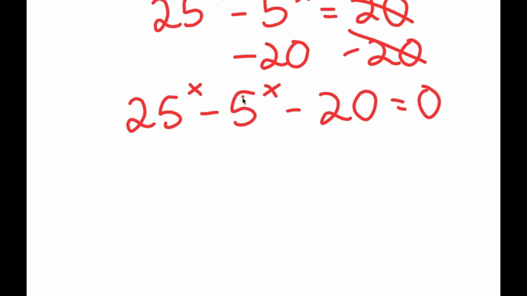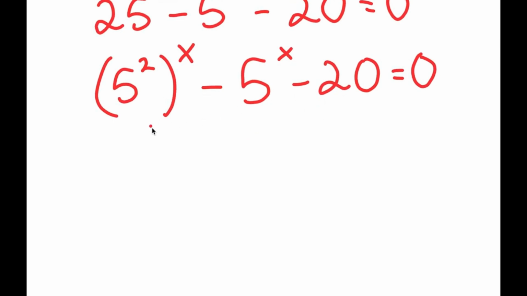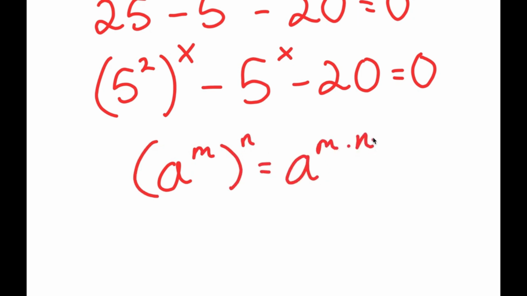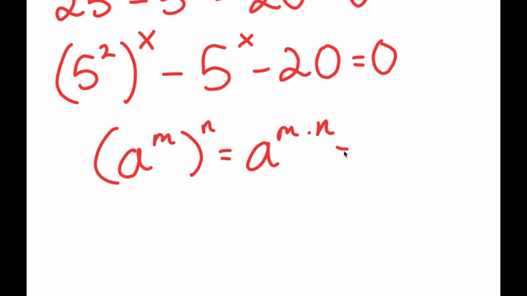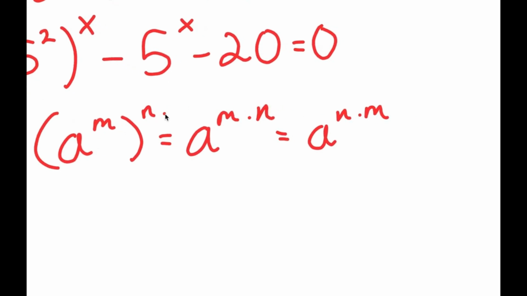Now 25 to the power of x, I can rewrite this as 5 squared to the power of x. So I have this minus 5 to the power of x minus 20 is equal to 0. And now from here, if I have something in the form a to the power of m to the power of n, this is the same thing as a to the power of m times n. And a to the power of m times n, I can rewrite as a to the power of n times m. So if a to the power of m times n is equal to a to the power of m to the power of n, then a to the power of n times m should equal a to the power of n to the power of m.